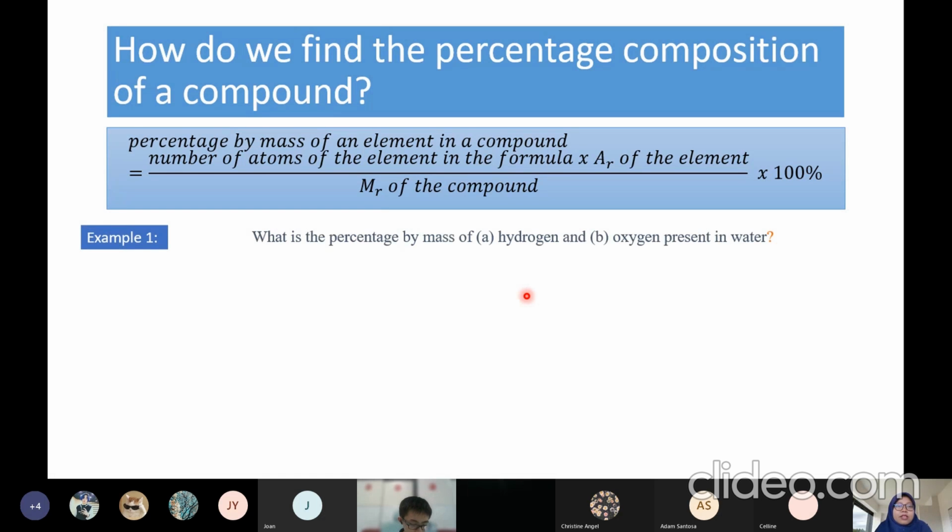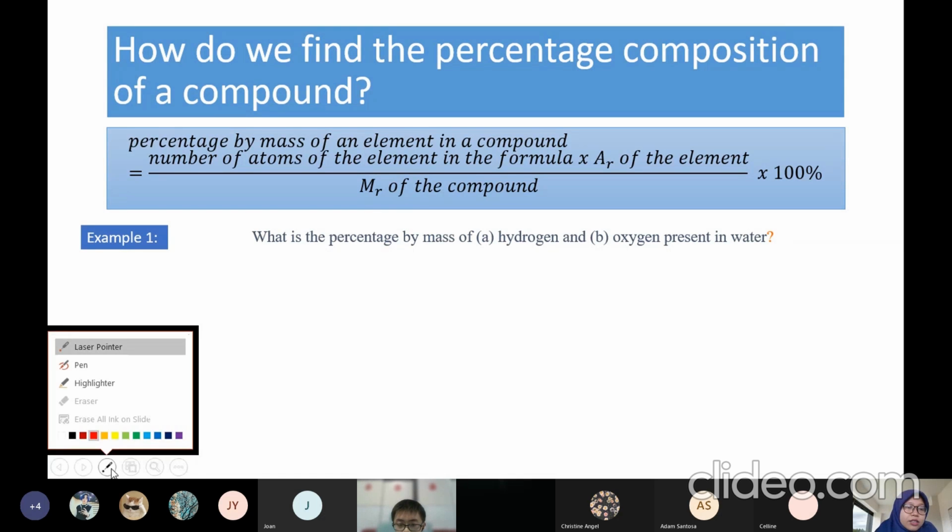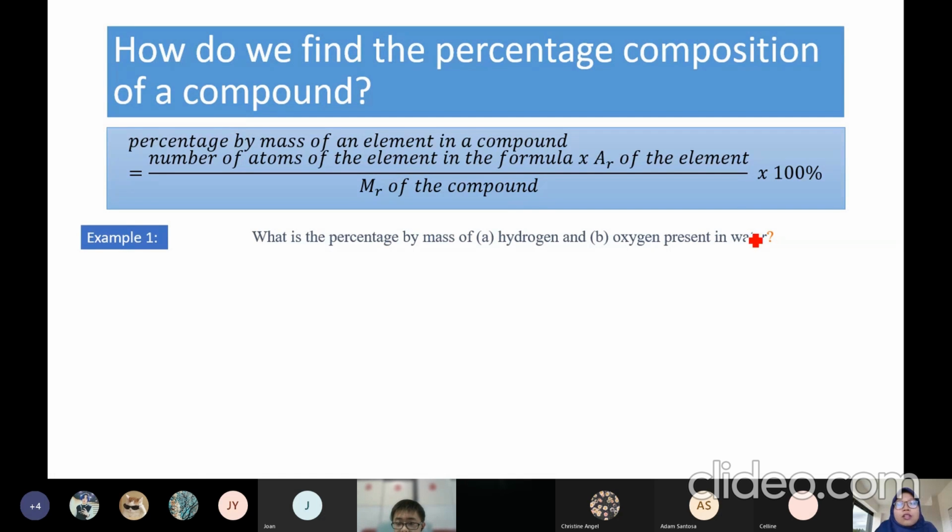For example, what is the percentage by mass of hydrogen present in water? What is the molecular formula of water? H2O. Okay, good, H2O.